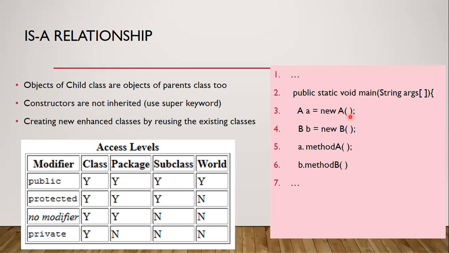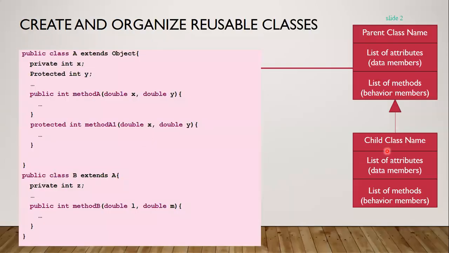Creating new enhanced classes by using the existing classes. So is a relationship and inheritance. The purpose is to create the new classes by enhancing the previous class. So we have a class A with certain behavior, and we enhance the behavior of the class by inheritance, by is a relationship. So B is an enhanced version of A because it has got the behavior of A by inheritance, and it has got some more behavior or features on its own.